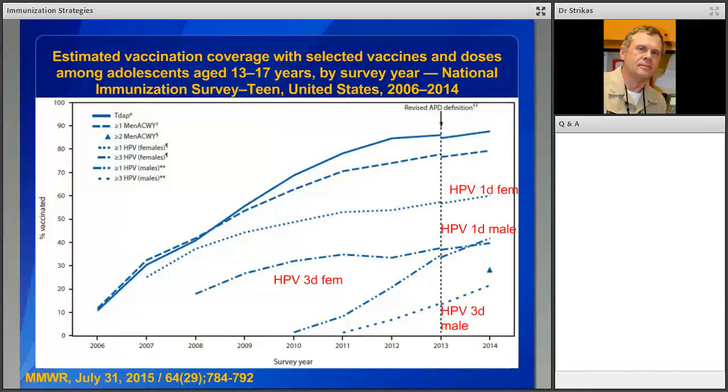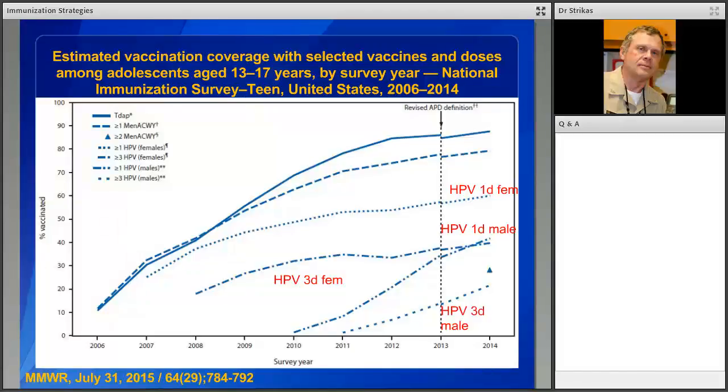Data from the 2014 National Immunization Survey for teens shows some progress has been made in HPV vaccination coverage in girls since 2012. That's demonstrated in the dotted lines in the middle of the graph. From 2007 to 2011, vaccination coverage significantly increased each year for all doses of HPV vaccine, but the rates lagged behind those for Tdap and meningococcal conjugate vaccine, which are the two lines at the top of the graph.